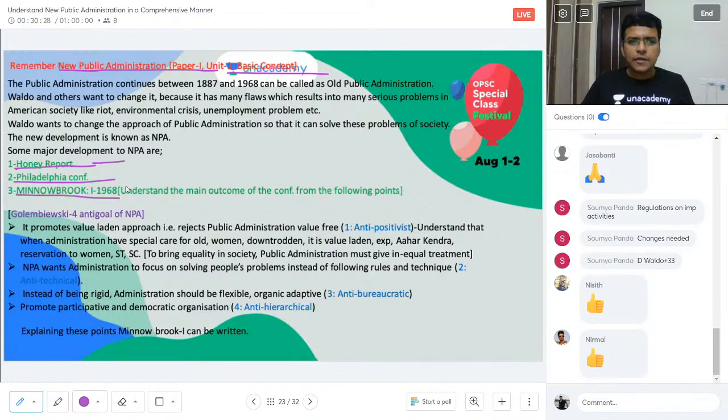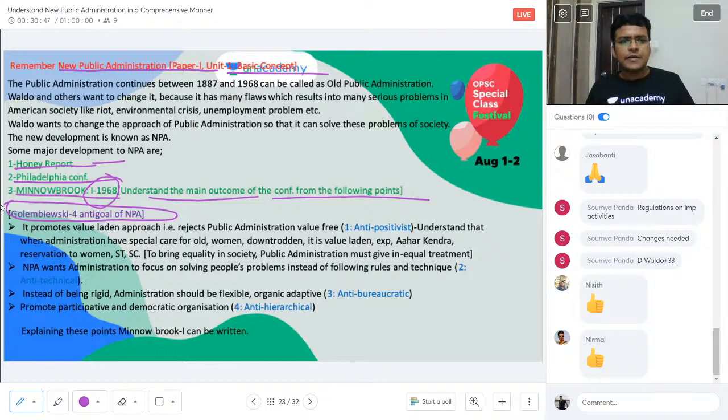Third is the Minnowbrook Conference, 1968. Remember it. And you need to understand the main outcome of this conference from the following points. I'm just giving you brief points. His name is Golembiewski. He said that there were 4 anti-goals of NPA. I'm just giving you the important points in point form.